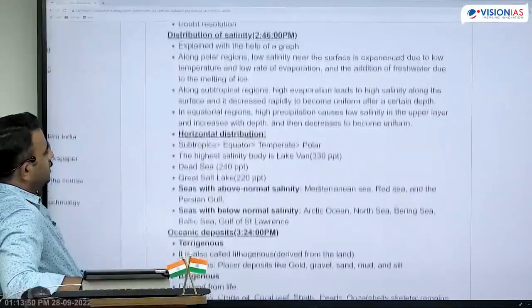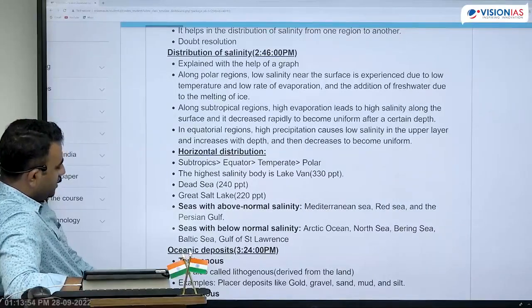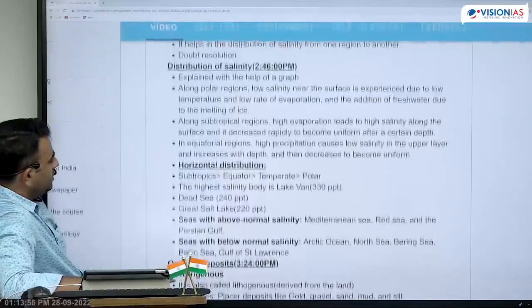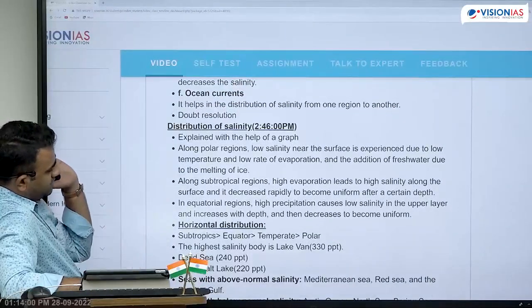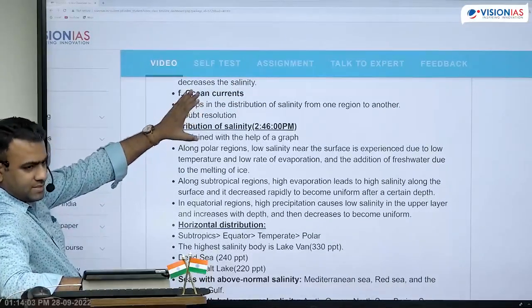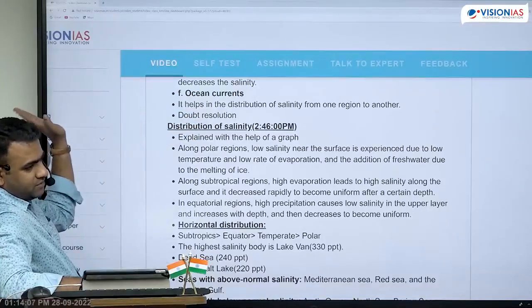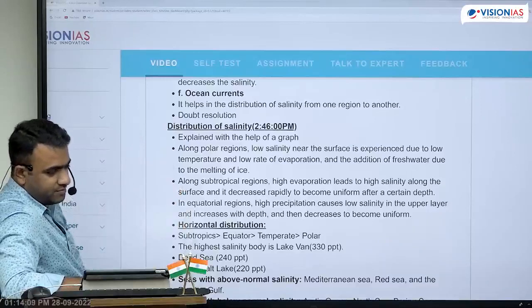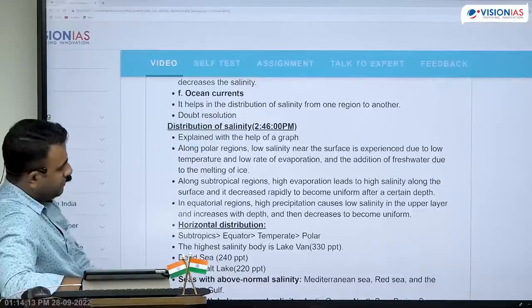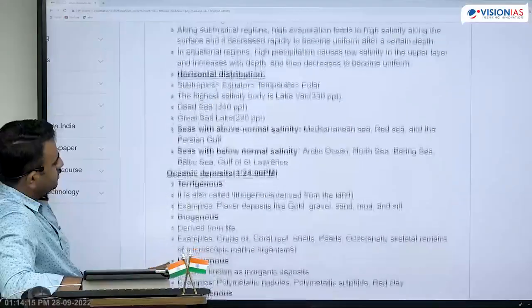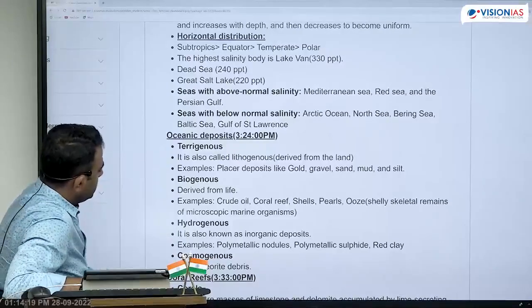So then we discussed about distribution of salinity from one region to another, horizontally, vertically. Vertically we discussed that so near to the subtropical region there is a very high salinity near to the surface, and then it gradually decreases, becomes uniform. Near to the polar region it is very low, and then it increases, becomes uniform. Near to the equator it is low and then becomes high and then becomes uniform. So also we discussed the horizontal distribution from across different latitude.